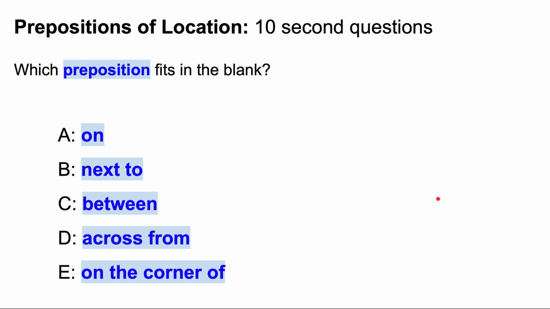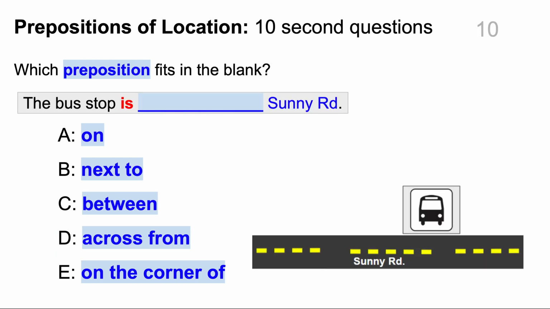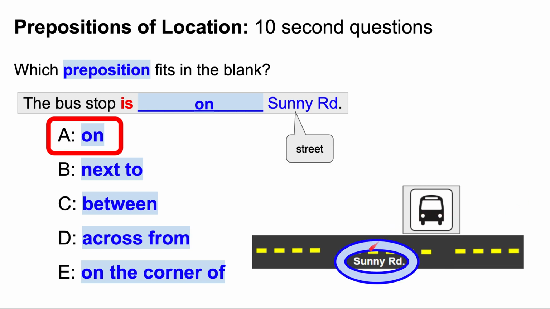Okay, which preposition fits in the blank? The bus stop is blank Sunny Road. Here, the bus stop is on Sunny Road. The location is a road, so we say on Sunny Road, on street.